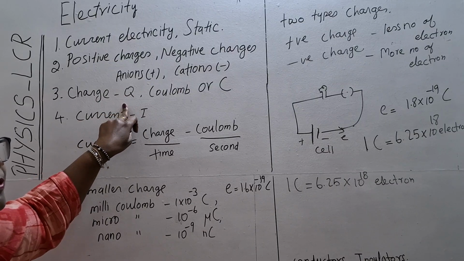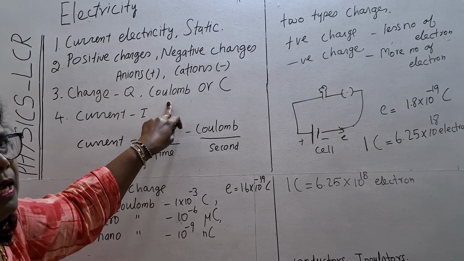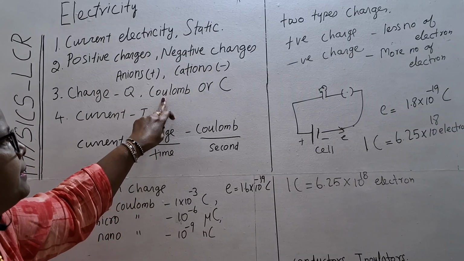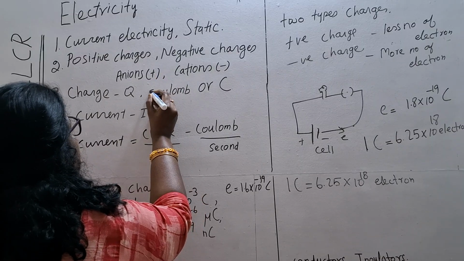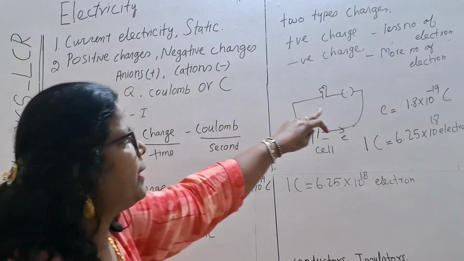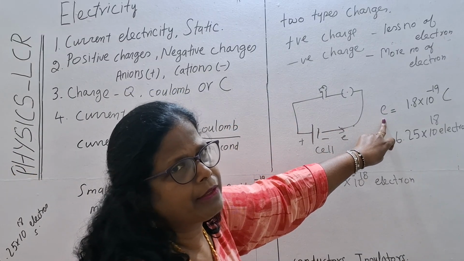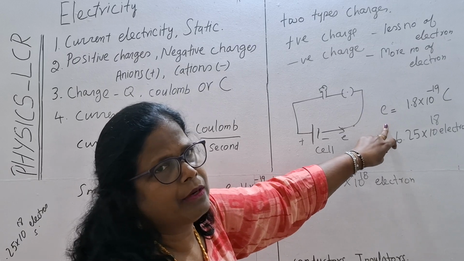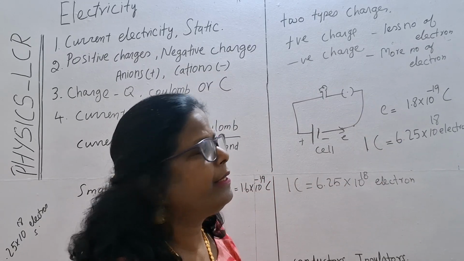What is the unit of charge? Coulomb, capital C. Coulomb is a scientist's name, as I already told you, so it is written as capital C. The charge of one electron is 1.6 times 10 power minus 19 coulomb.